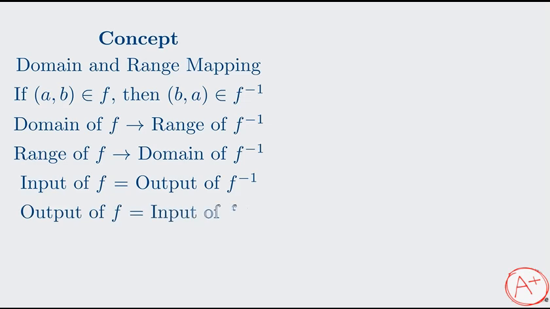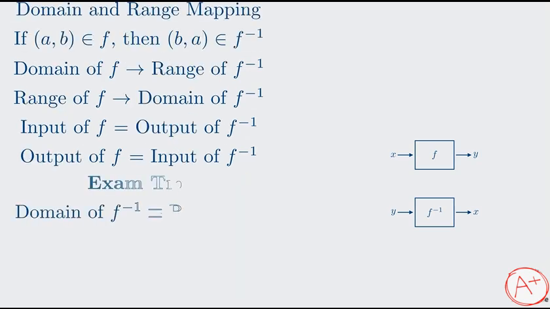Similarly, the set of all outputs for the original function, its range, becomes the set of all inputs for the inverse function, its domain. Let's look at this mapping visually. For the inverse function, the output y becomes the input, and the input x becomes the output. In Cambridge examinations, you are often asked to state the domain of an inverse function. Instead of trying to find the inverse algebraically first, it is usually much more efficient to identify the range of the original function. The values will be identical.